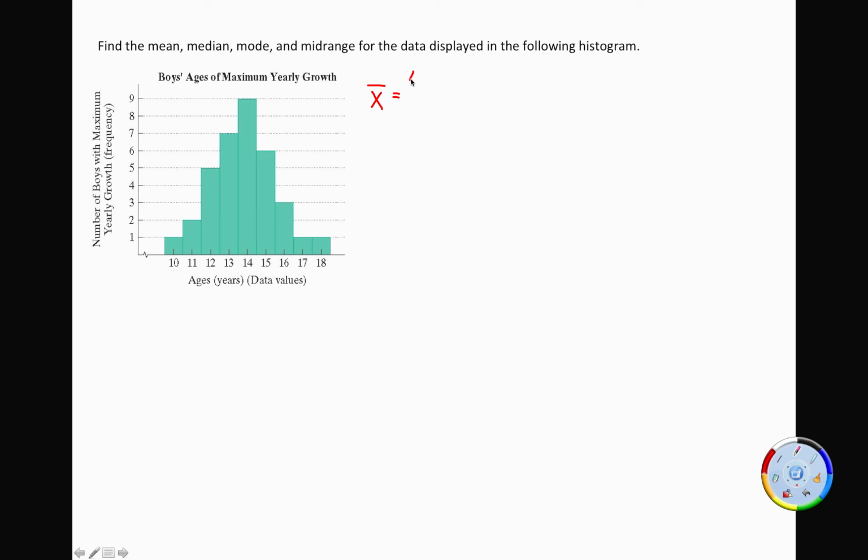So I know there is 1 10 plus 2 11s plus 5 12s plus 7 13s plus 9 14s plus 6 15s plus 3 16s plus 1 17 plus 1 18, divided by, now I've got to know how many data items there are.